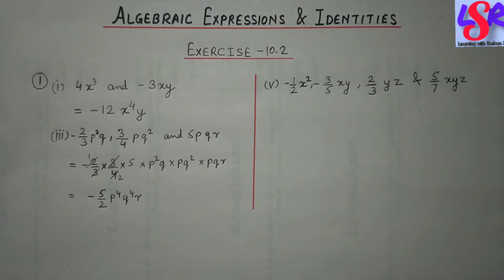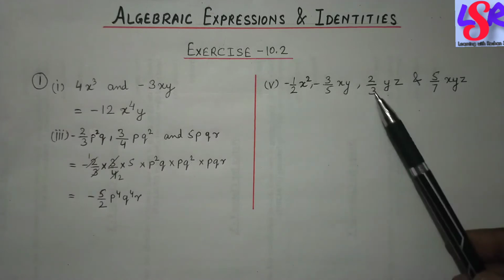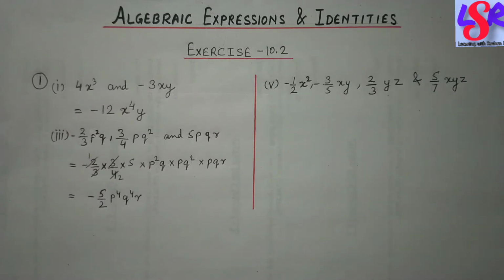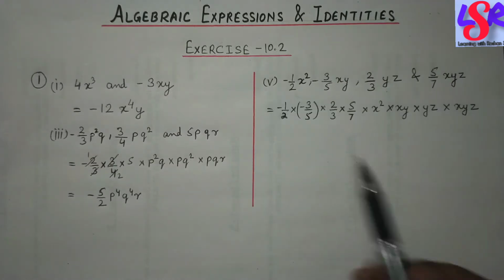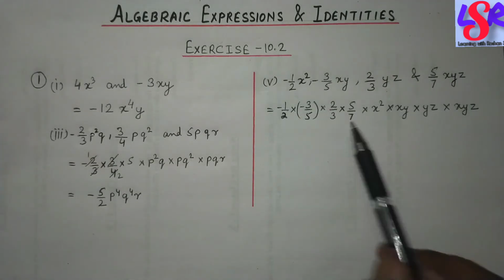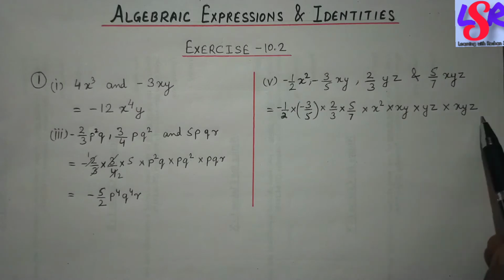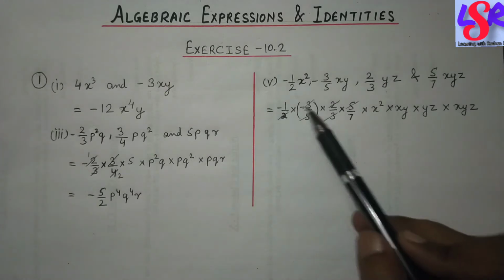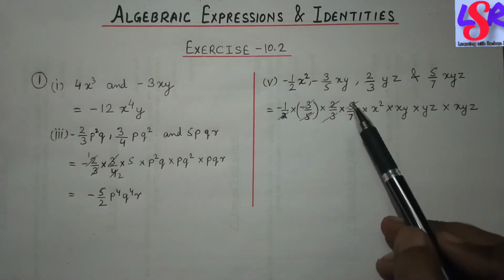Let's see one more part, that is the fifth one. Here we have four terms: 1, 2, 3 and 4. Again we are going to multiply all the numbers first, then all the variables. And here we get the product of all the numbers and here the product of all the variables. Now we are going to reduce them and we see that 2 is cancelled by this, 3 is cancelled over here and 5 is cancelled by this.